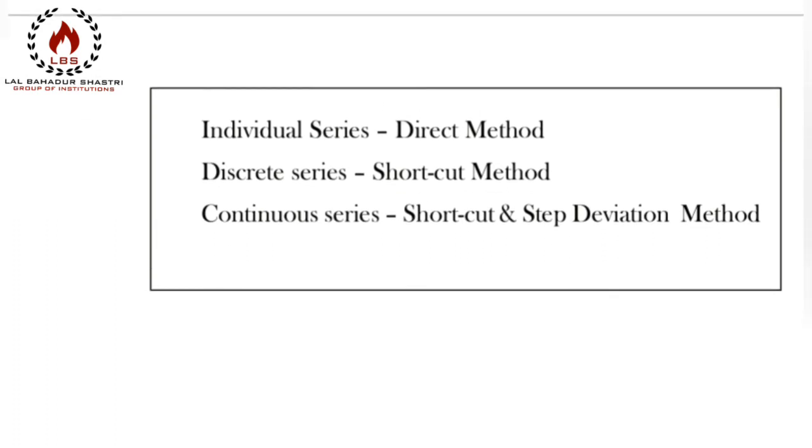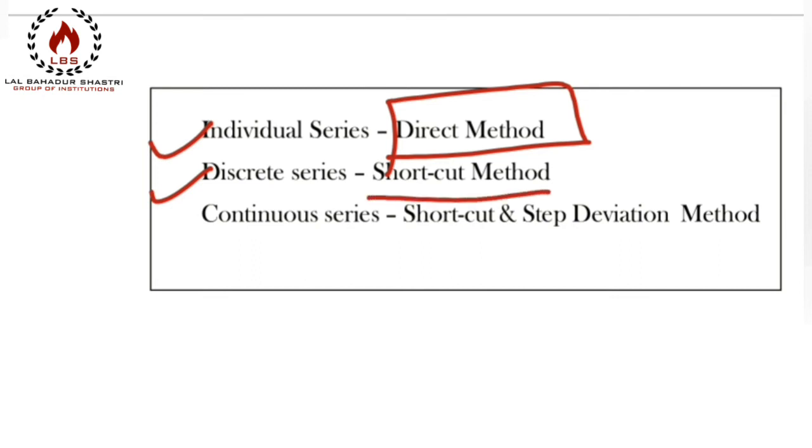Now before going to geometric and harmonic mean, see, these are the methods and these are the series, the most suitable method for each series. First of all, individual series. For individual series you will apply the direct method. You can also apply the shortcut method, but there is no need of applying it. In case of discrete series, shortcut method and also step deviation method. Also you can apply the step deviation method if the series is like this: 5, 10, 15 or 20.